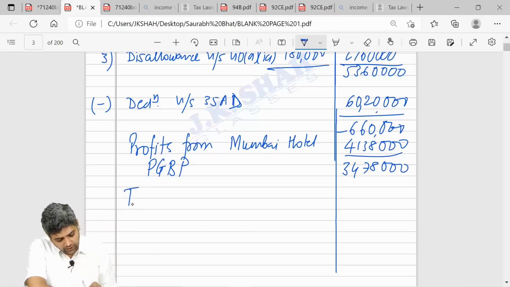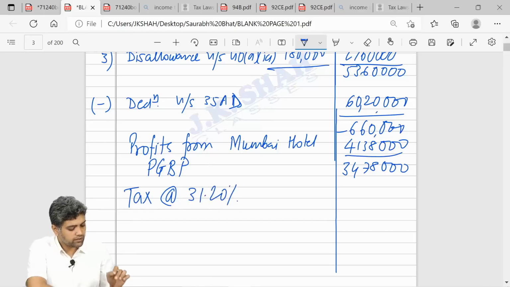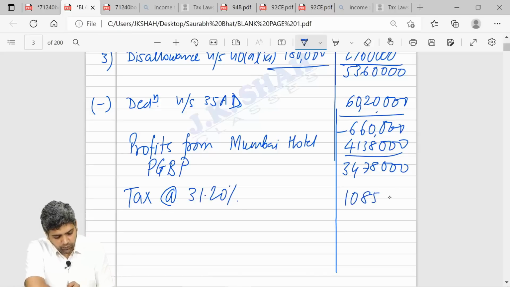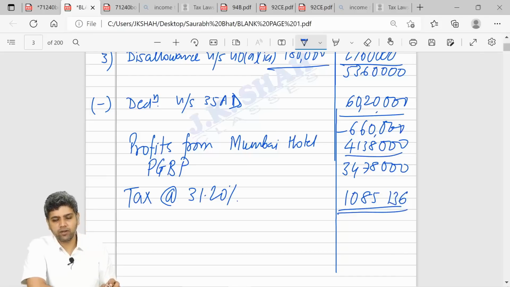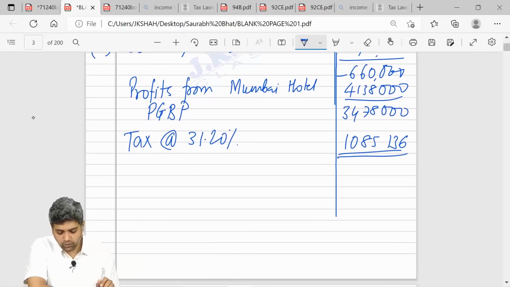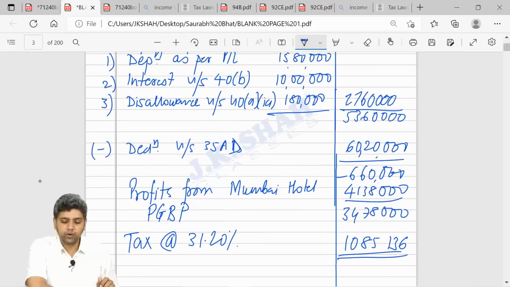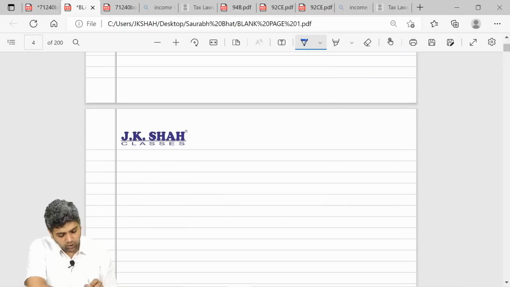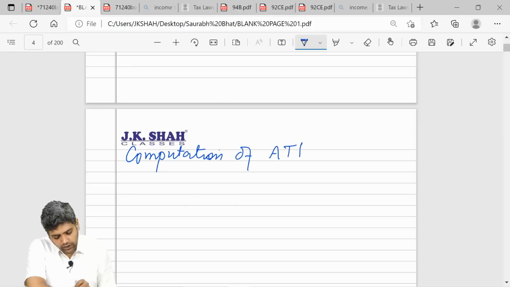On 34,78,000, the tax would be at 31.2%. Sir, how you got this magical figure? 30% plus 4% education cess. That is 10,85,136. But mind you, the answer is not done, because this is the computation of profits and gains under normal provision. Now, I need to compute the computation of adjusted total income and alternate minimum tax.